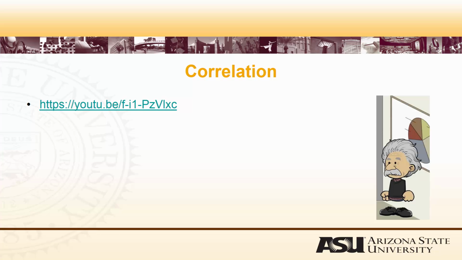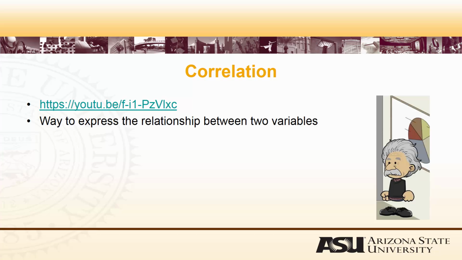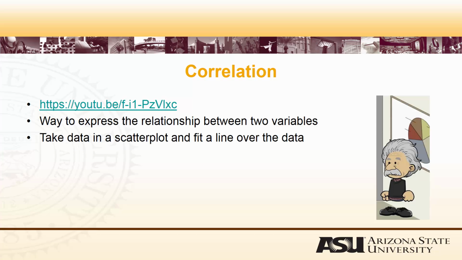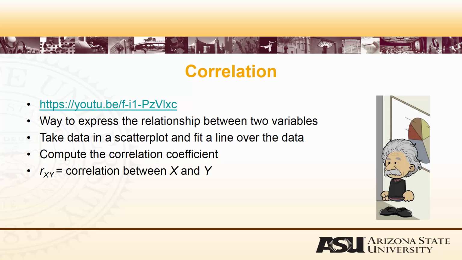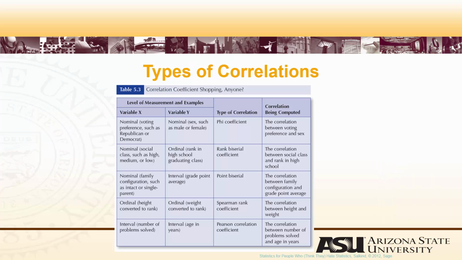So correlations are a way of expressing relationships between two variables. Basically, we take our data in a scatter plot and we fit a line over that, and we compute a numeric estimate of how correlated those numbers are. That numeric estimate is called R. It reflects the correlation between variables x and y as shown here. Correlations have to do with the relationship between two variables, exactly two variables.